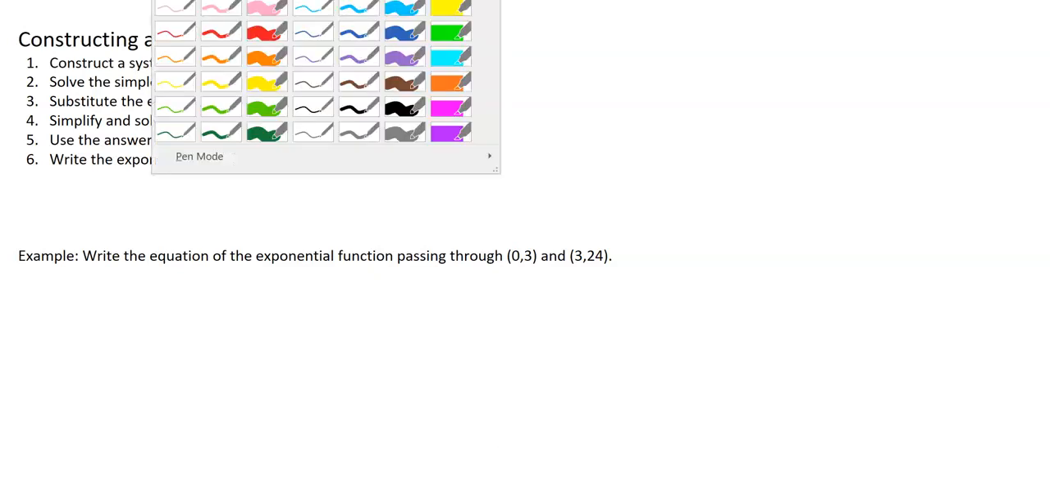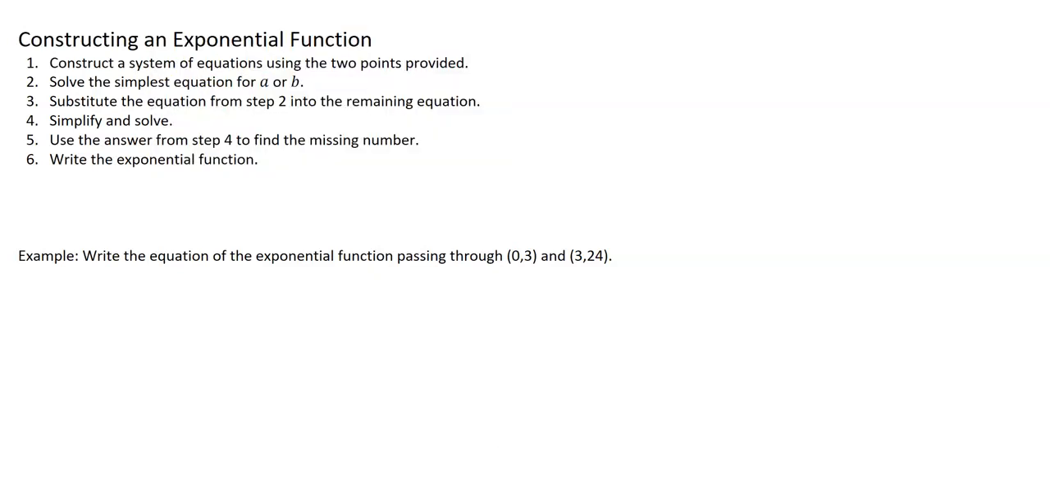This video will be about constructing an exponential function given 2 points. So in order to do this, we want to construct a system of equations using the 2 points provided, solve the simplest equation for either A or B, substitute the equation from step 2 into the remaining equation, the one that hasn't been touched, simplify, solve, and then use that answer to find the missing number. Finally, write the exponential function.